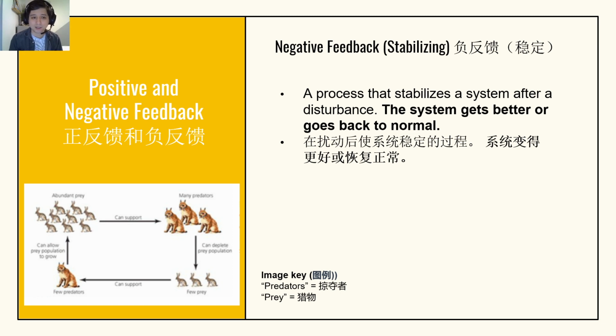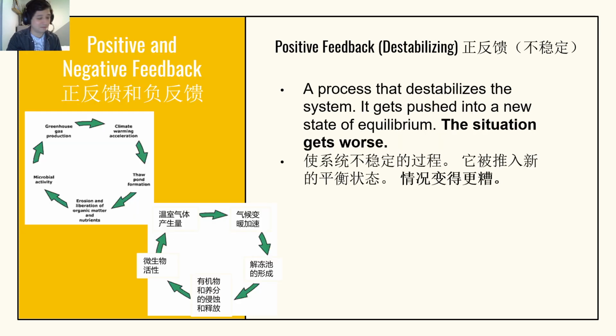Negative feedback is really a good thing because it's stabilizing for a system. Okay, it's when we have positive feedback that we have issues. Positive feedback is destabilizing. So that means it's not stabilizing. It's causing it to not be stable. So a process that destabilizes the system, it gets pushed into a new state of equilibrium, and the situation gets worse. So the example we have here is one that maybe we are familiar with.